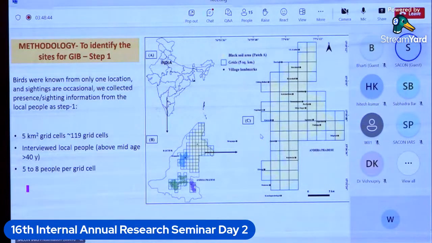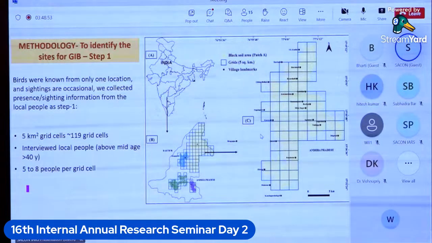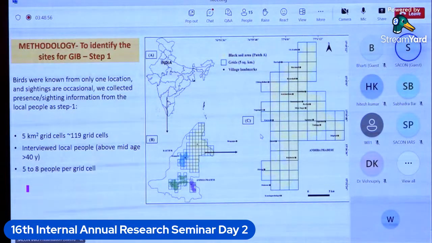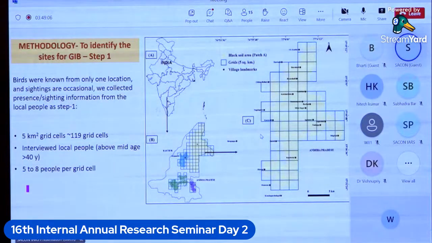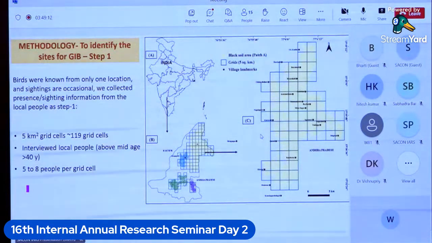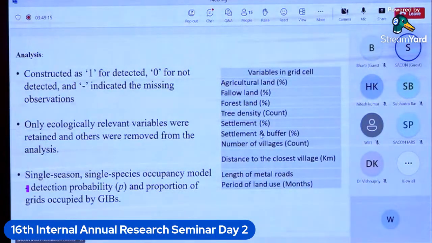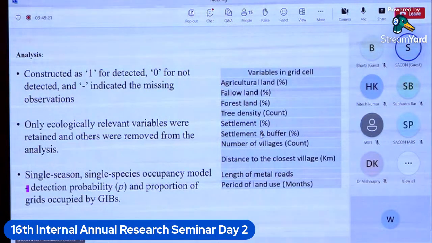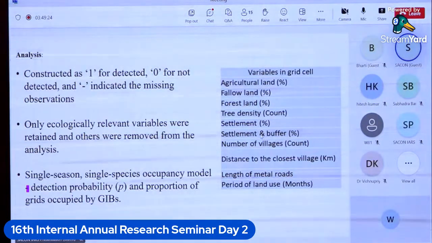So we divided the region where the bird was reported into 5 kilometer grid cells. There were about 119 grid cells, and we interviewed people who were concerned with these lands. For each grid, we interviewed around 8 people about the presence of the GIB. And based on the opinion, the detection by the people, we constructed the detection history matrix.